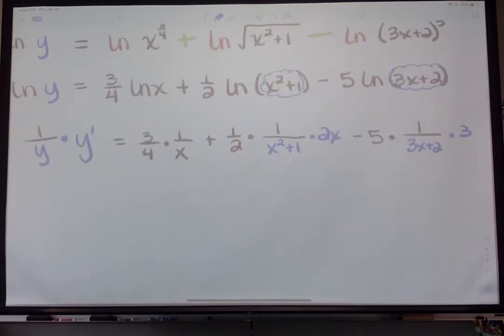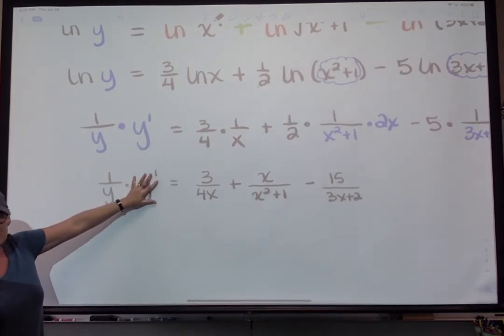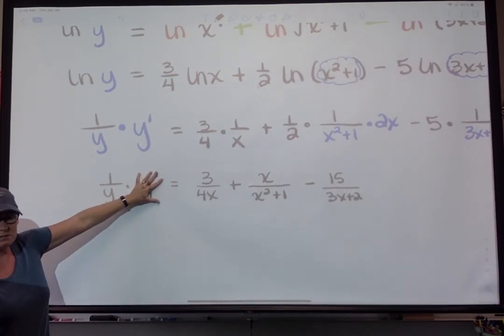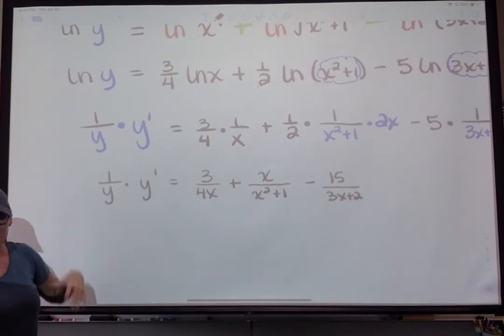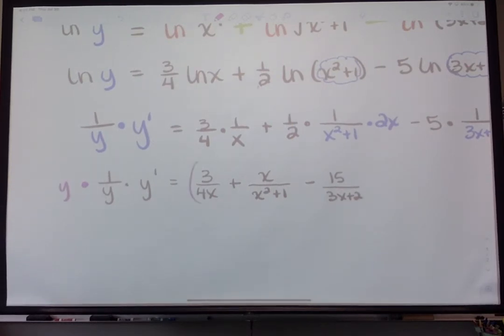All right, so let's see. I've got 1 over y, y prime, 3 over 4x. And then when I do the next term, my 2's cancel. And 15. We need to solve for y prime. This is what we need to have all by itself. Get rid of this. So I want you to multiply both sides by y. So I'm going to come over here and go times y.